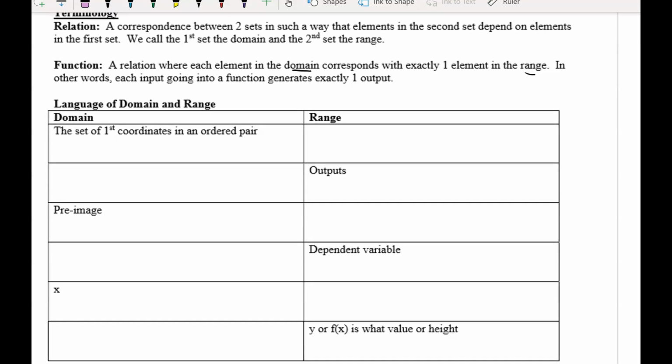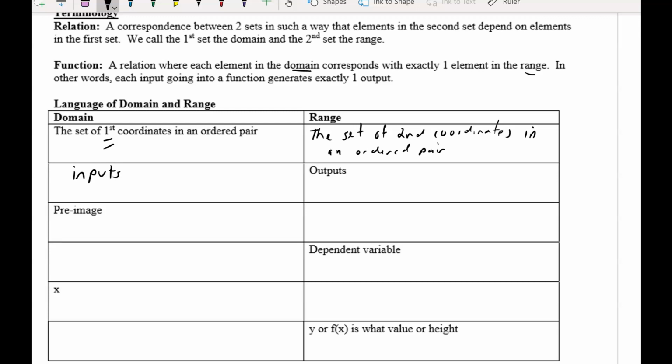All right, a little bit of the language of domain and range. The domain is the set of first coordinates in the ordered pair, and the range is the set of second coordinates in each ordered pair. Okay, the domain is the set of inputs, while the range is the set of outputs.